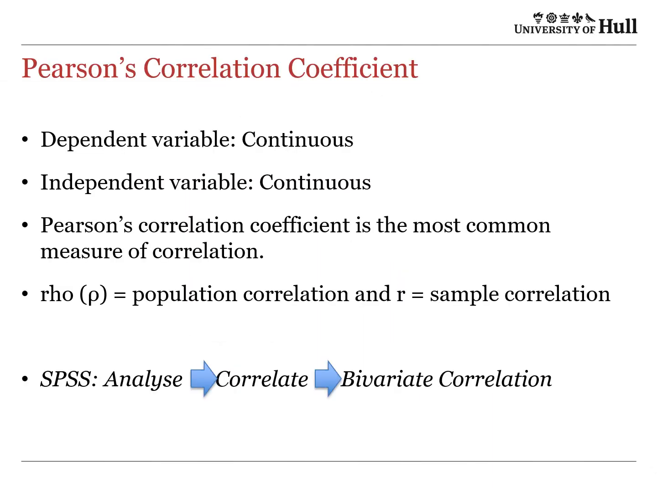So the appropriate test is Pearson's correlation coefficient. This is a parametric test. The dependent variable is continuous and the independent variable is continuous. In other words, both variables are continuous. And Pearson's correlation coefficient is the most common measure of correlation. It measures either rho or R, rho for population correlation and R for a sample correlation. More often than not, of course, you're dealing with a sample and dealing with R. In SPSS, you go into Analyze, Correlate, and then Bivariate Correlation and enter the data there.